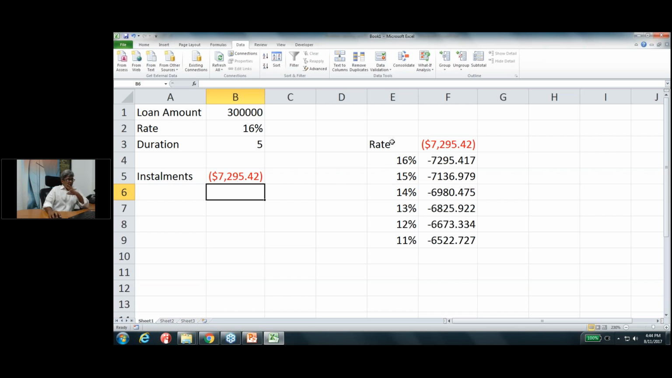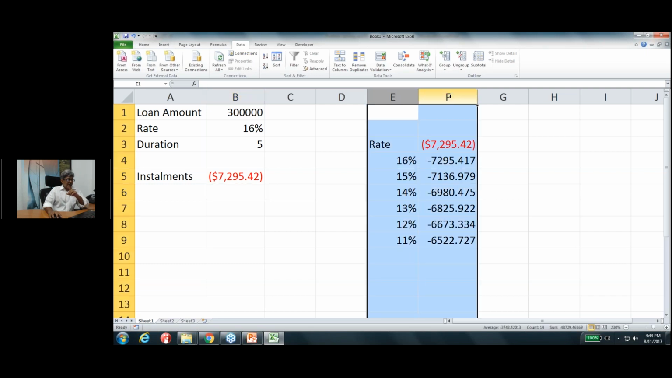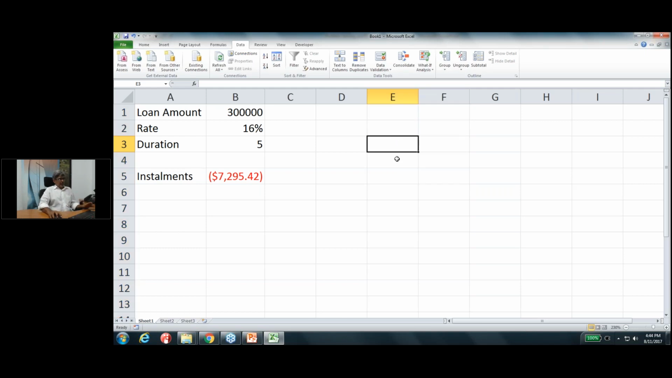Okay. Now what I will do is create a 2-input data table, which might be more important for decision making. Let me delete it once again. On one side, we have the rates. Here we have rate 16%. We have rate 15%. Just type with me. Then we have 14%.